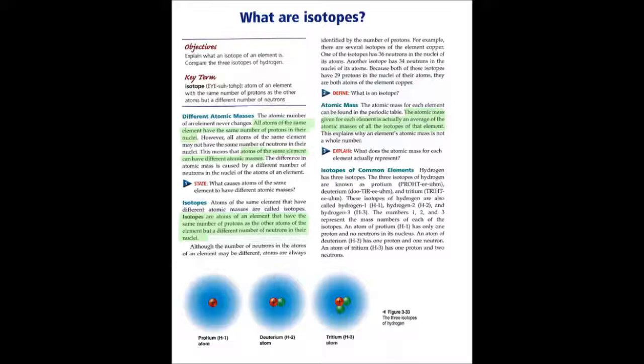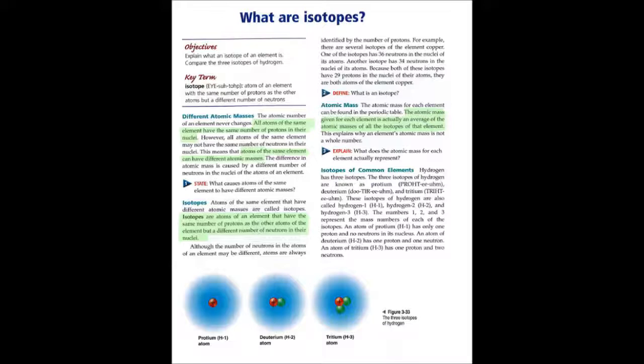Isotopes of common elements. Hydrogen has 3 isotopes. The 3 isotopes of hydrogen are known as protium, deuterium, and tritium. These isotopes of hydrogen are also called hydrogen-1, H1, hydrogen-2, H2, and hydrogen-3, H3. The numbers 1, 2, and 3 represent the mass numbers of each of the isotopes.